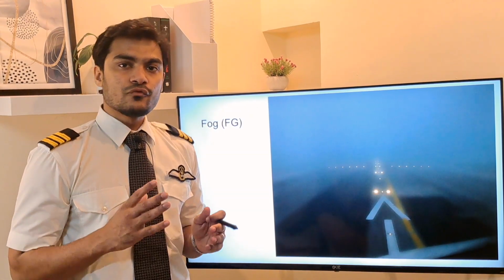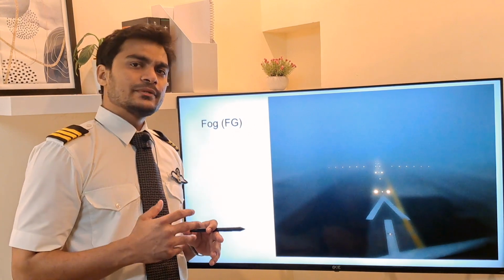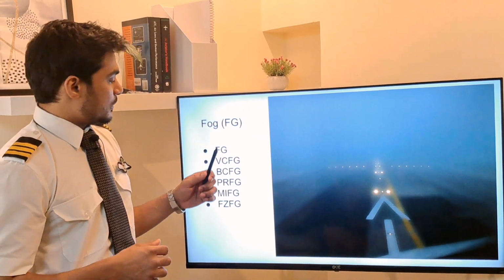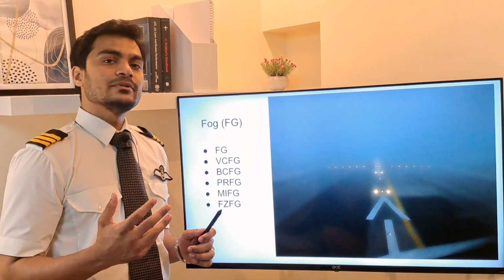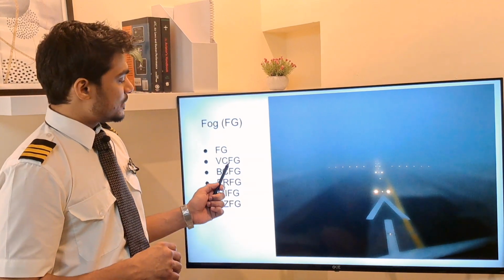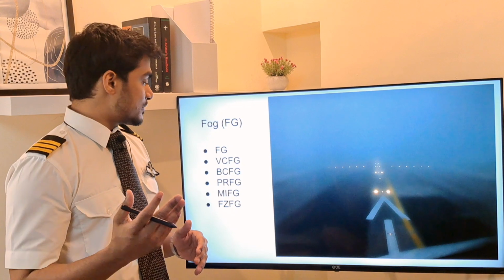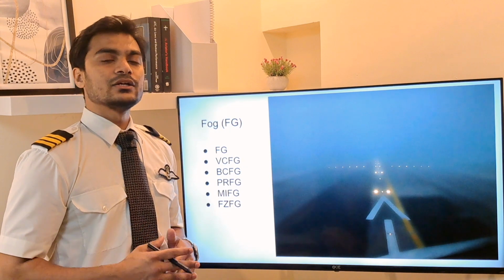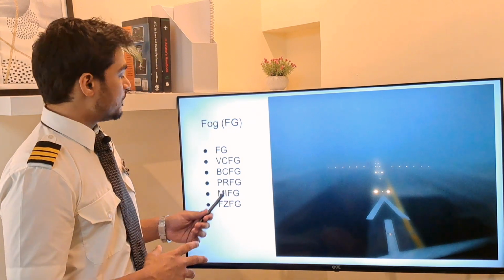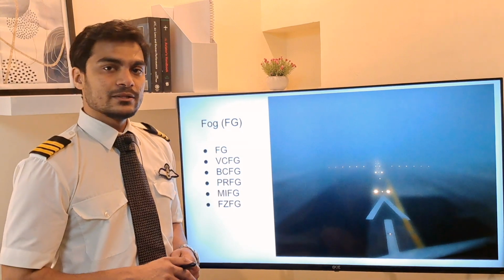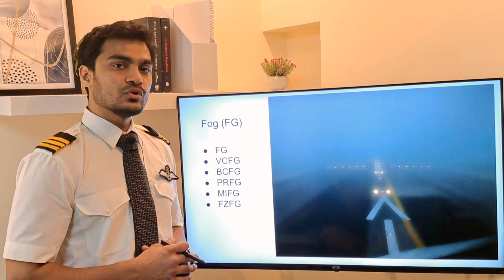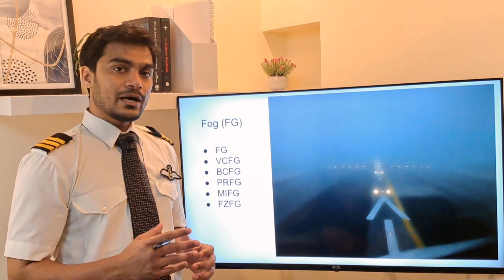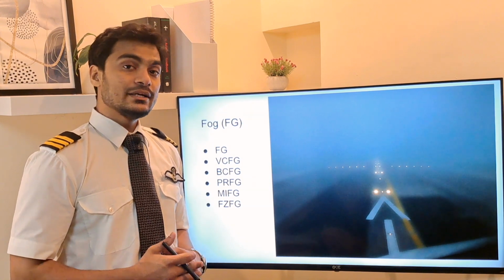Now let's have a look at how fog is presented to us in a METAR. Fog can be presented in multiple ways depending on what kind of fog it is. So let's have a look at different variations. The normal FG fog is presented whenever the visibility drops below 1000 meters. VCFG stands for fog in the vicinity. This is presented when the fog is outside the aerodrome but within 8 kilometers of the aerodrome boundary. Then BCFG stands for fog patches, like one single patch of fog has approached the aerodrome boundary. PRFG stands for a bank of fog, that a bank of fog has approached your aerodrome boundary or has entered the aerodrome boundary.